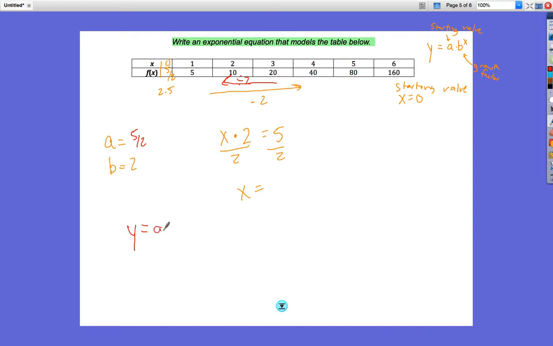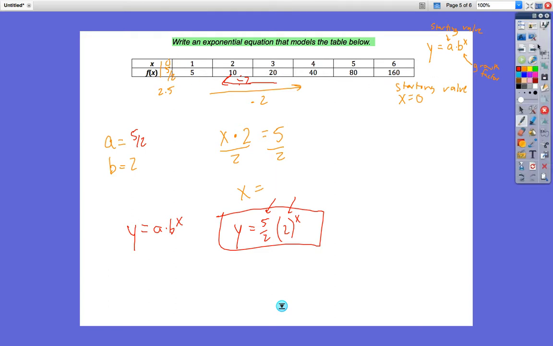Then you're just plugging it into the equation, right? Y equals a times b to the x. So y equals 5 halves times 2 to the x. Okay, there's the equation. That's your final answer. I've got a starting value. I've got a growth factor. That growth factor came from what we're multiplying by. Starting value came from the value of the function when x is 0.